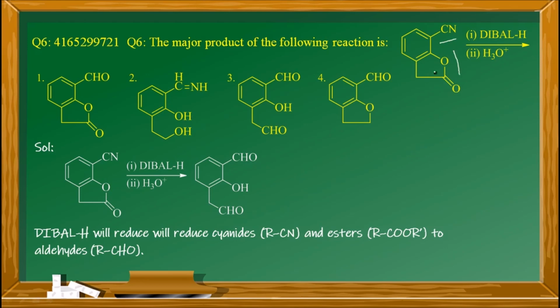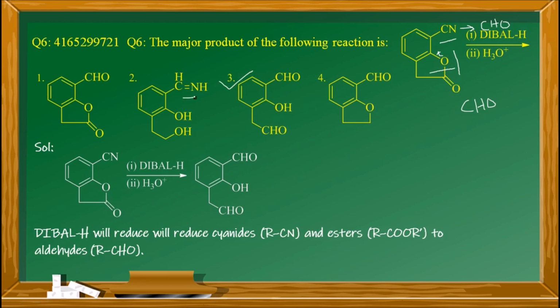This ester, dear friends, be careful. Ester upon DIBAL-H reaction gives rise to aldehyde and cyanide gives aldehyde. However, since it is lactone type ester, and this ester cleaves here, this gives phenol, and this is aldehyde. So aldehyde, OH and aldehyde. Let us see. Aldehyde, OH, aldehyde. The option number 3, which is showing aldehyde, OH and aldehyde, is the correct option, friends.